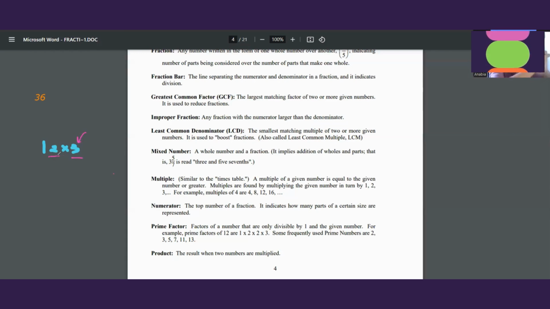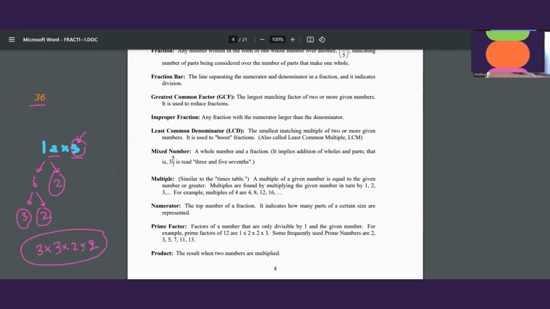So what you do? You see 12. It's 6 times 2. And you see 6, that's 3 times 2. So how many prime numbers are you getting? 3, 2, 2, and 3. So you write it like this: 3 times 3 times 2 times 2. And this is the prime factorization for 36.